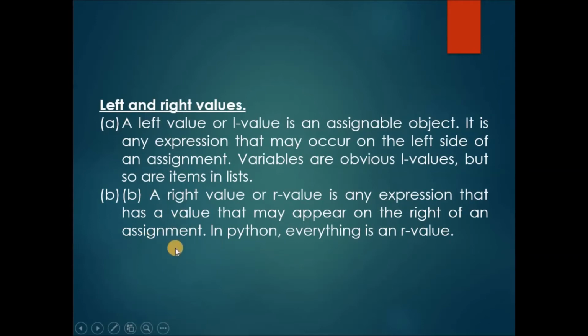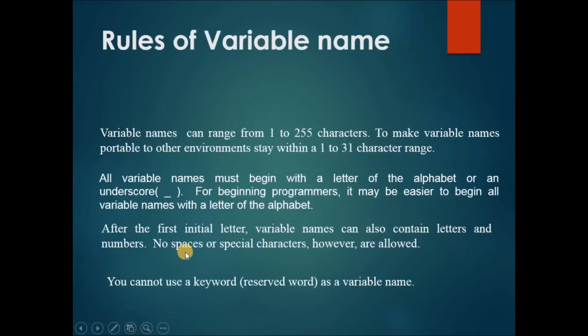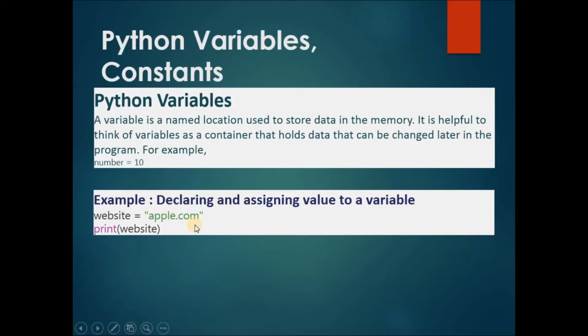So here, if you are going to assign anything, you have the example. See, this is the R value. Apple.com, this is an R value. 10, this is an R value. Okay, done. So here, the L value you are displaying in the print option. See, what is there in the L value, in website, what is there.